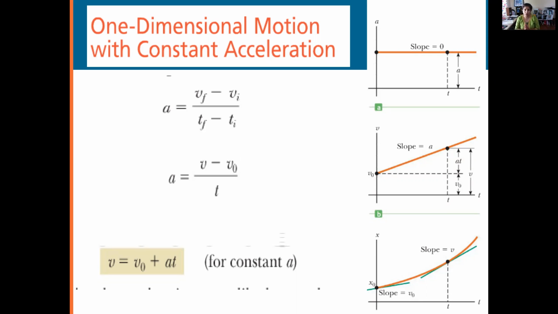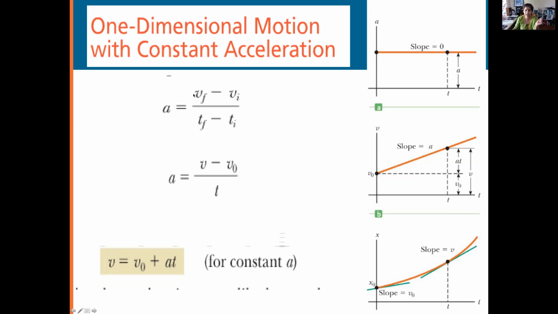We need to define an origin. Everything to the right of that origin is going to be positive, to the left is going to be negative. Okay, so if we start with what we just learned about acceleration, we know acceleration is the rate of change of velocity with time. So delta V over delta T. Acceleration equals delta V over delta T.